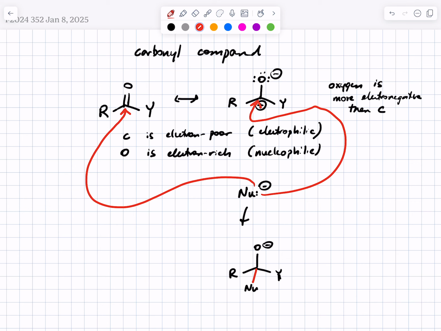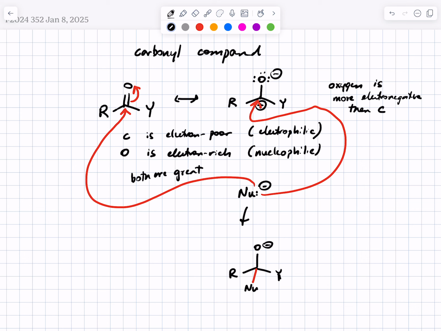We have to break the carbon-oxygen pi bond, and it makes sense that the electrons in the carbon-oxygen pi bond should go to the oxygen, which is more electronegative. So those are two equivalent ways, both are fine, of showing a nucleophile attack an electrophile, attack a carbonyl compound as an electrophile.